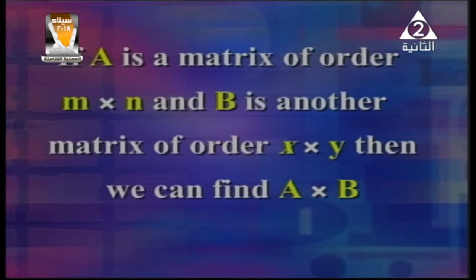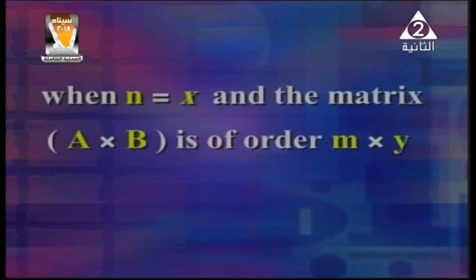What do you mean? n, the number of columns of the first, equals x, the number of rows of the second. This is the condition when multiplying two matrices: n equals x. When n equals x, the order of the matrix A times B must be m times y.